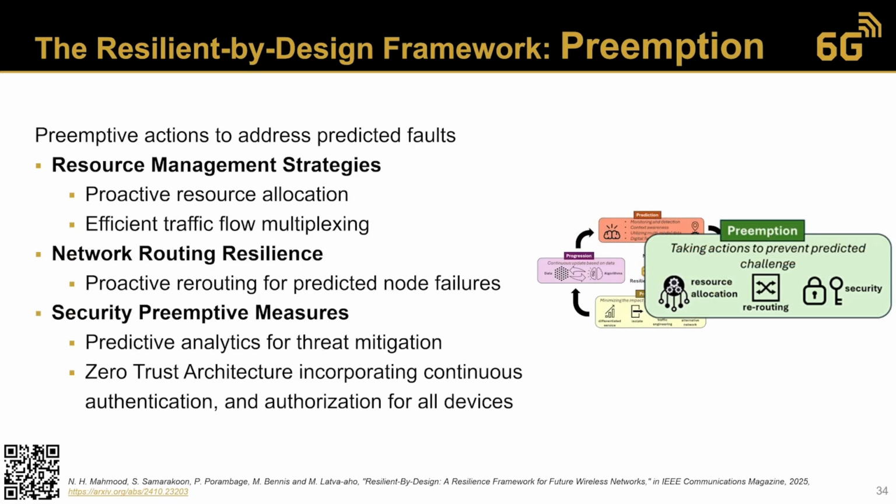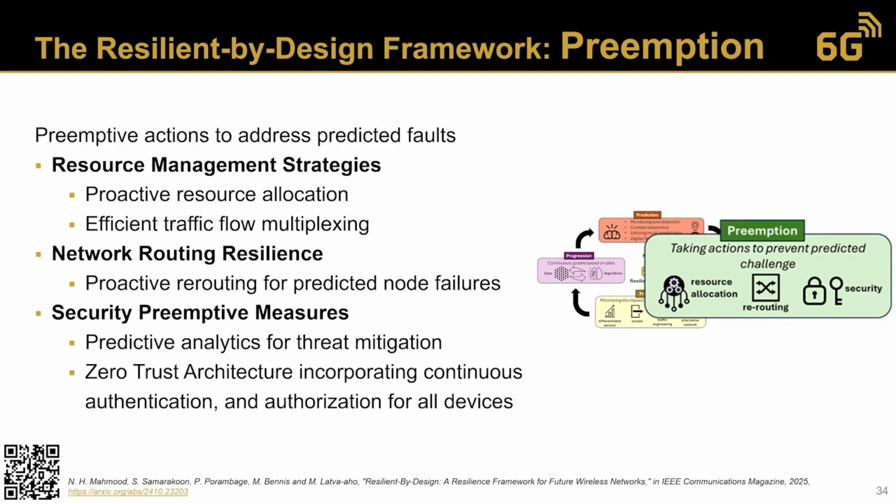So with this prediction part, the goal is to predict when failures may happen. Once you have predicted when the failure happens, next we need to take preemptive or proactive actions so that we can prevent these failures even before they happen. So the second part of this resilient by design framework is the preemption part, where you try to prevent a predicted failure from happening. This can be done, for example, by proactive resource management.